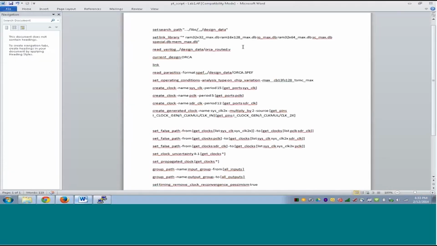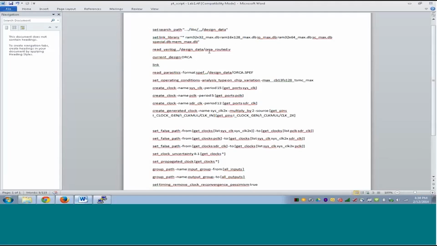Now I have already prepared a script. So we will again study what all goes into this script. Many of the sections are familiar to you. Some of the commands that are new will be specific to post layout. So we will first set the search path.